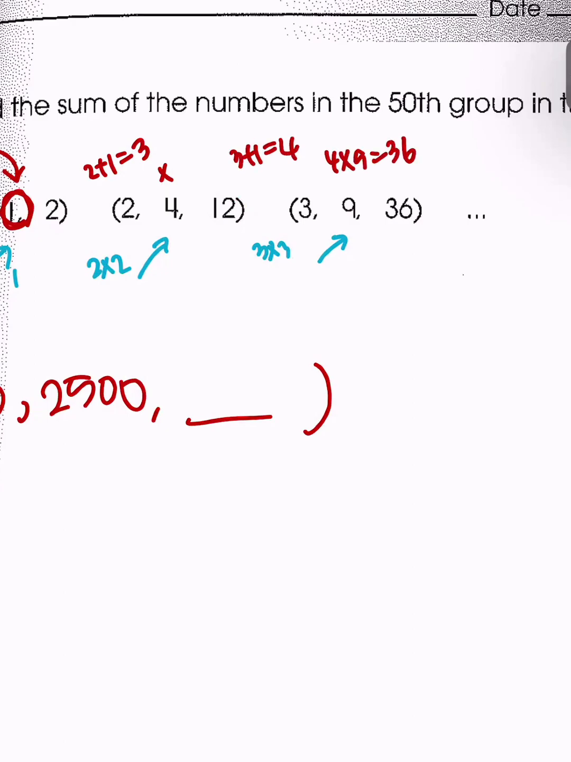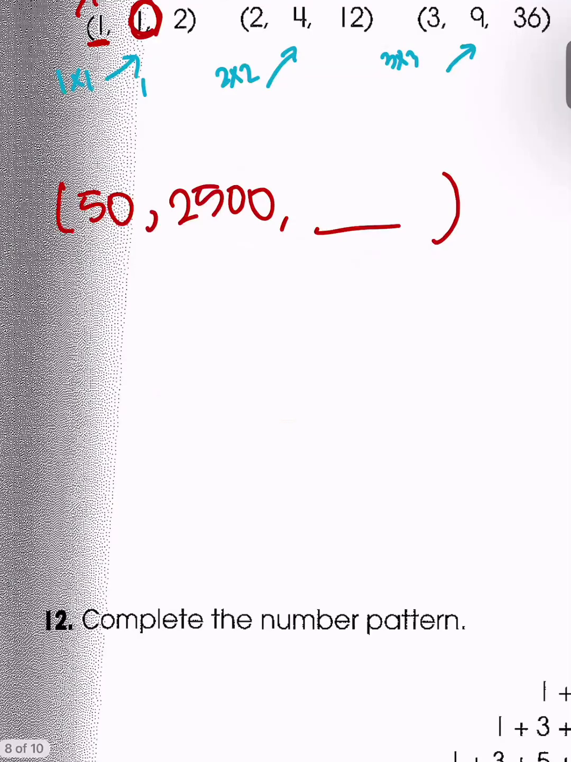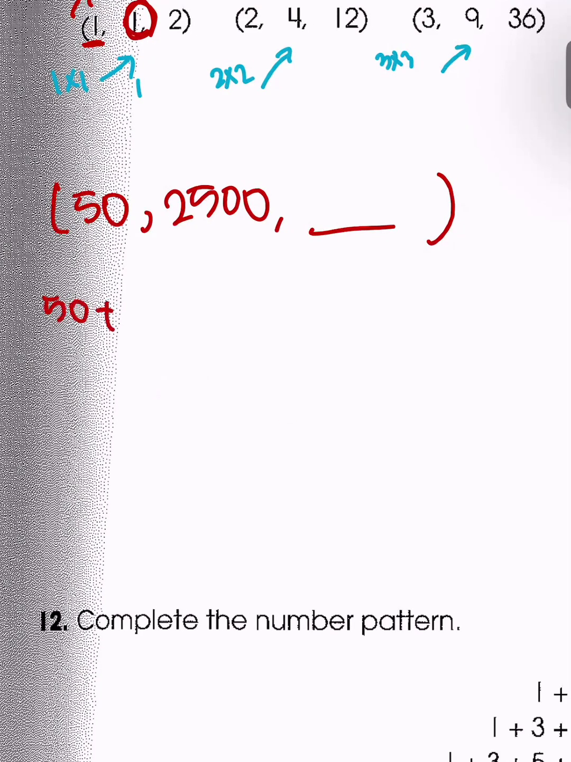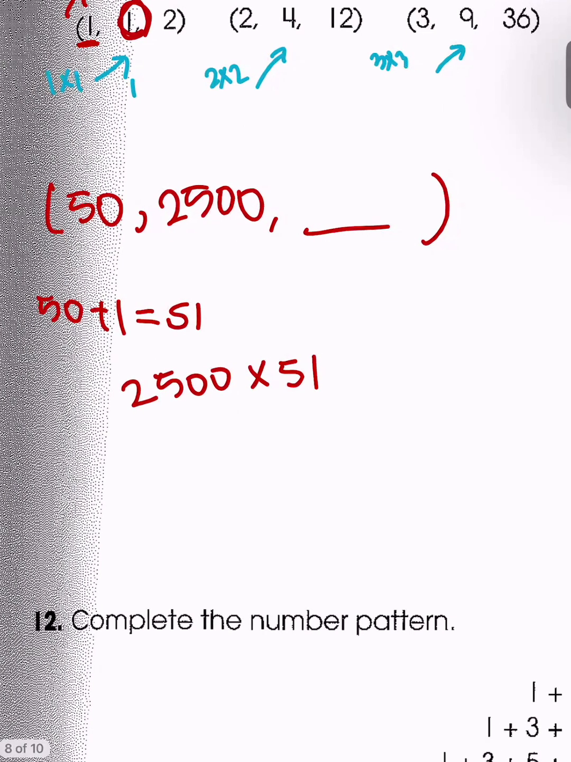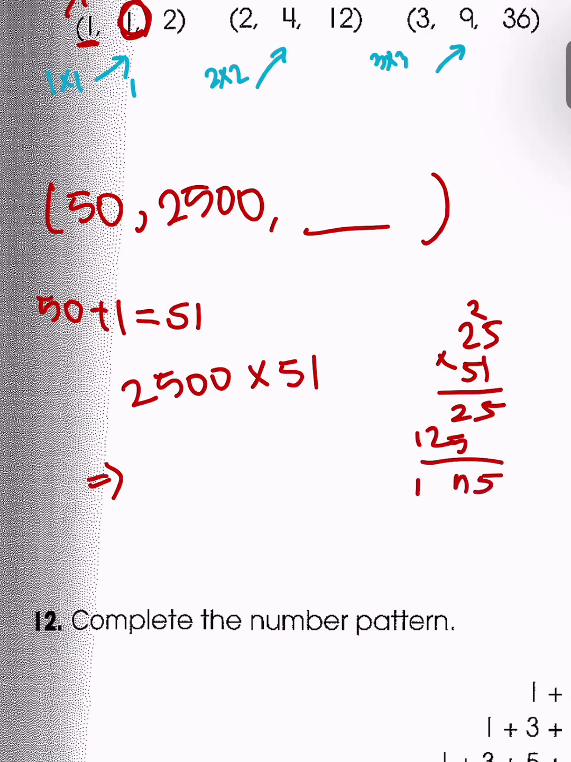And so in this case, 1 greater than the first number, 50, is going to be 51. So we're going to do 2,500 times 51. And so that is going to give us 127,500.